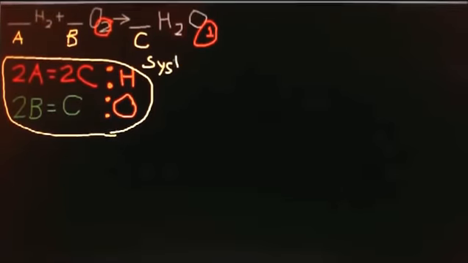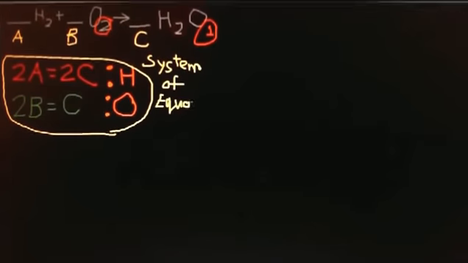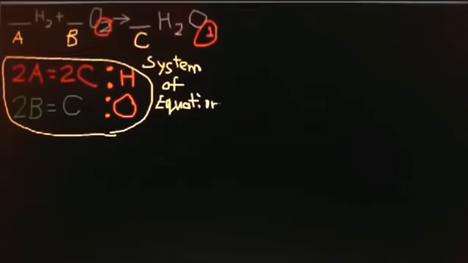So now we have our two equations, and this is a system of equations. And we can solve this mathematically. This first part here can be reduced to A equals C, and then the other equation here just stays the same.